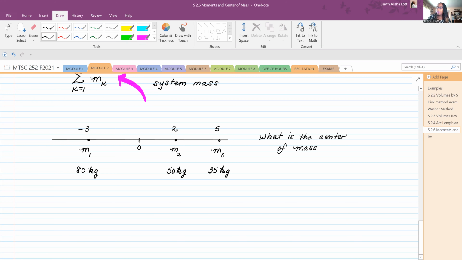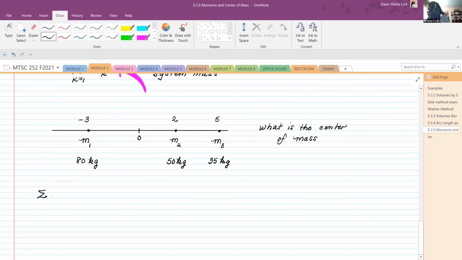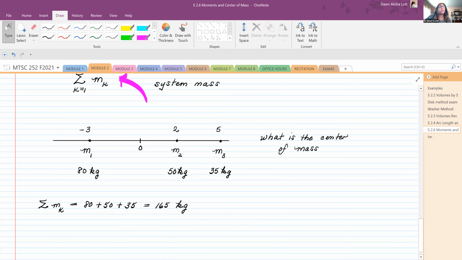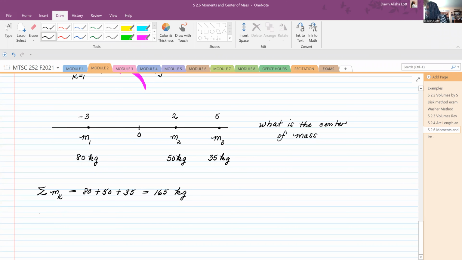Okay, well, you have to add up the total masses. We need that for the bottom. So the sum of the total masses is 80 plus 50 plus 35. So that's 165 kilograms. And then I need to find the system moment. The system moment is the sum of xk mk.